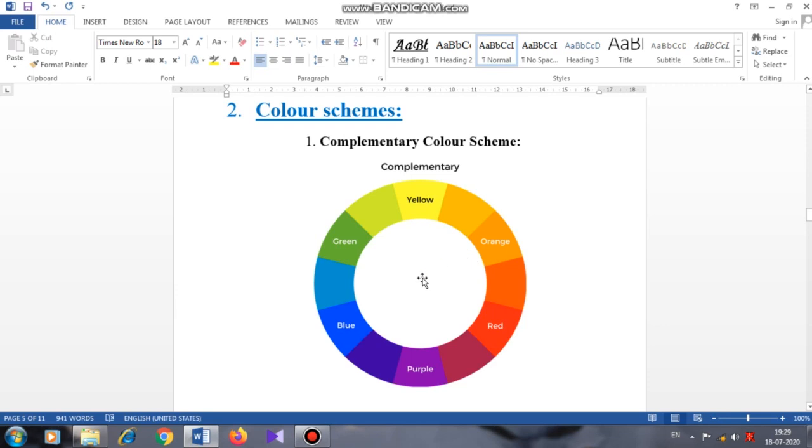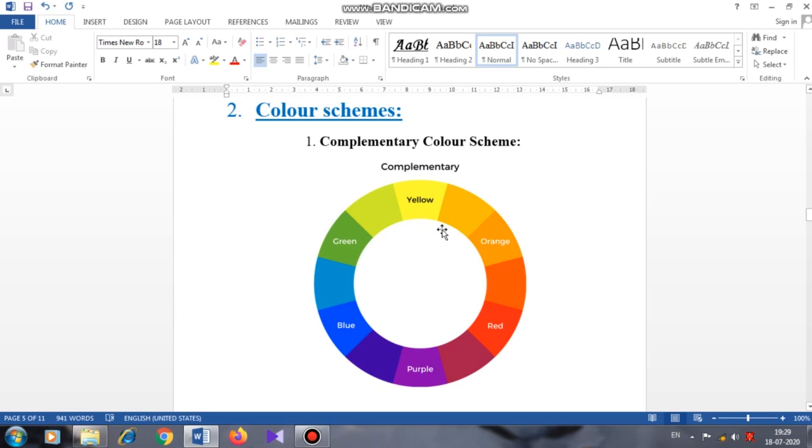Once again I try to explain you. Now this is another primary color, blue color. Which two colors are formed from blue? Green and purple. So the complementary color of blue is green and purple, and the complementary color of red is orange and purple. So this is known as complementary.